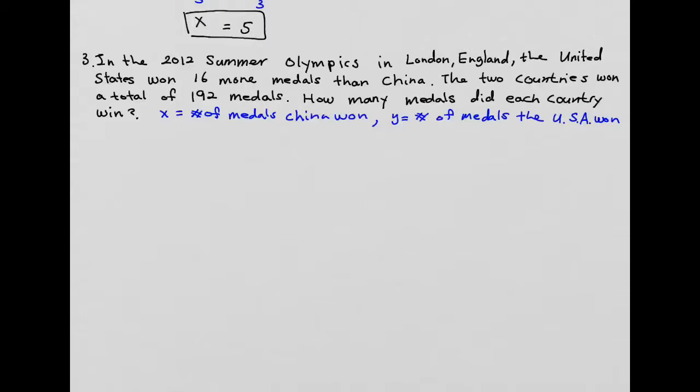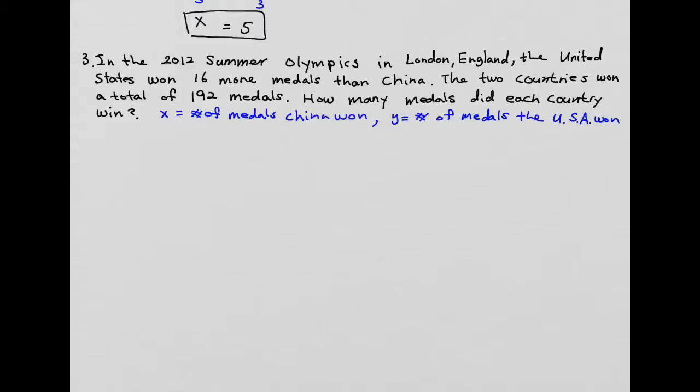So that's two unknowns that we're trying to look for. And then once we give the variable, remember, go back to the problem and start reading it again and see if we can create a number sentence with this given variable. So go back to the problem. In the 2012 Summer Olympics in London, England, the United States won 16 more medals than China.